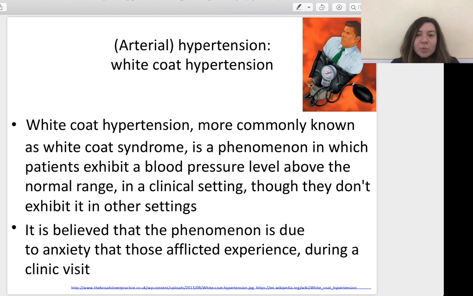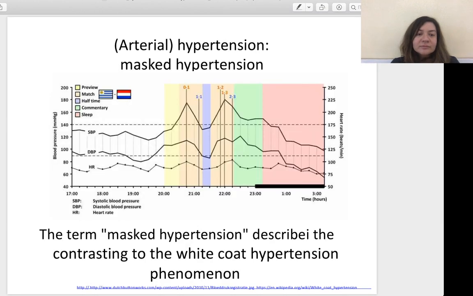A little bit more about white coat hypertension. White coat hypertension, more commonly known as white coat syndrome, is a phenomenon in which patients exhibit a blood pressure level above the normal range in a clinical setting, though they don't exhibit it in other settings. It is believed that the phenomenon is due to anxiety experienced during a clinical visit. The term masked hypertension describes the contrast to the white coat hypertension phenomenon.